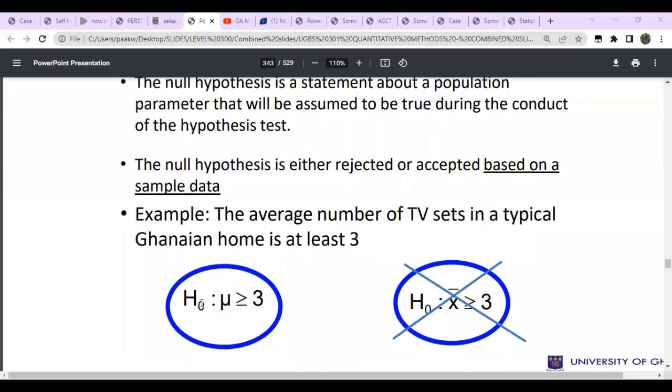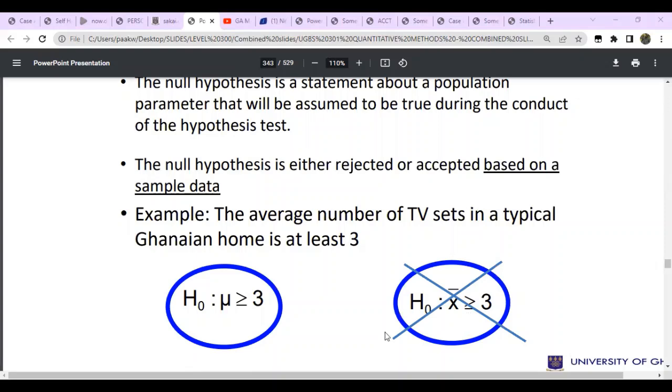So that's what we said here. So H naught is mu, where mu is the mean of the population, greater than or equal to 3. So this is how you formulate it. You come to it in the subsequent slides. So you do not write H naught is equal to S bar. I hope by now we all know what S bar is.